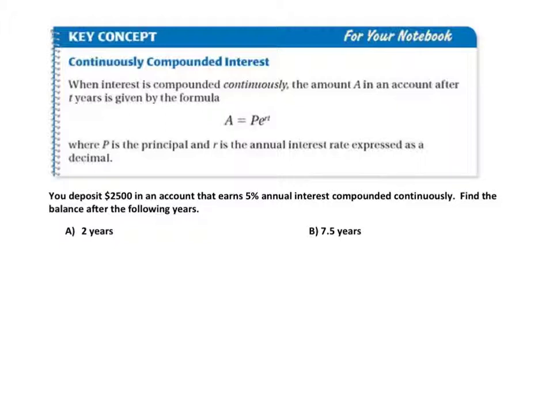Continuously compounded interest. Okay. So remember when we heard compounded yearly, monthly, weekly? Well, if it says compounded continuously, that's when you use this equation: A equals Pe^(rt). So it says you deposit $2,500 into an account that earns 5% annual interest compounded continuously. Find the balance after the following years. So principal is still your initial amount. P is still principal. r, the rate. What's the rate? 0.05, because you convert the percent to decimal, times 2.